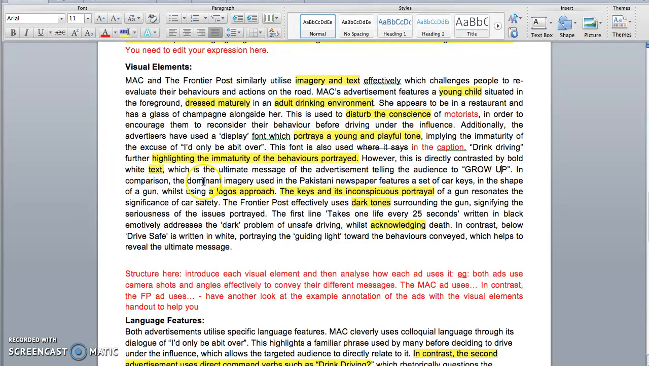In comparison, the dominant image in the Pakistani newspaper ad features a set of car keys. Now, they've used special effects, haven't they, to position the car keys into the shape of a gun.